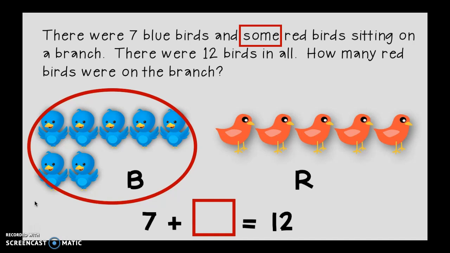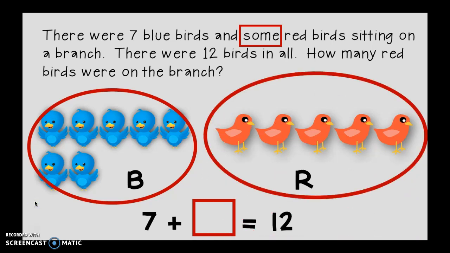Stop. All right, I had 7. I knew there were 12 in all, so I just counted on and drew the pictures. So that must mean all of these over here are the redbirds. Let's count to see how many I drew. 1, 2, 3, 4, 5. And since that's the amount that was missing, I'm going to go ahead and put it in my number sentence. There we go. There were 5 redbirds sitting on a branch. Hey, this wasn't too bad.